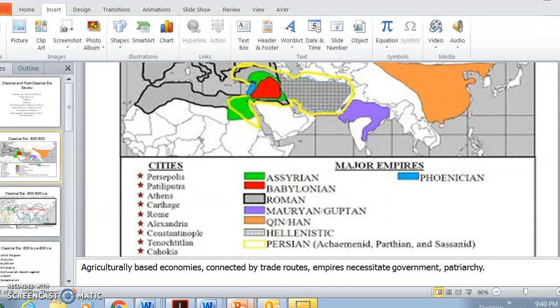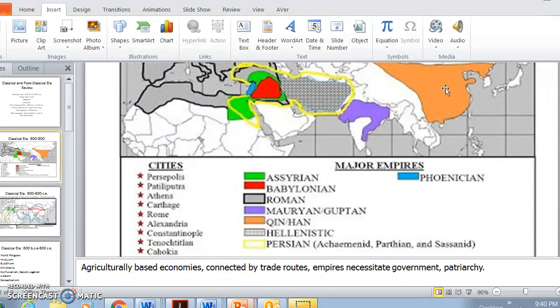And then you have Mauryan and Gupta empires here in India, or South Asia. We'll talk more about each empire in detail, but this is just where it's located. So I just want you to remember Mauryan, Gupta, South Asia. You have the Qin and Han dynasty of the classical era of China. Han is the major one.